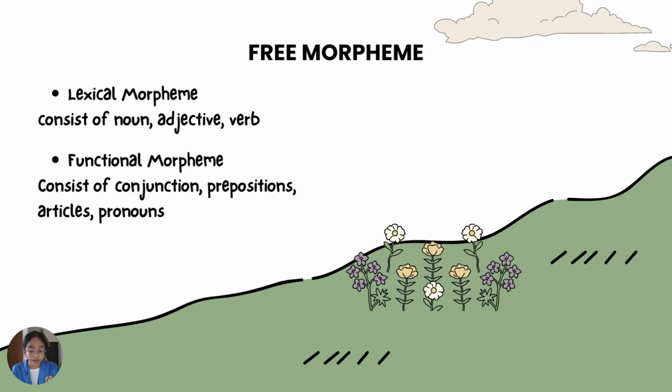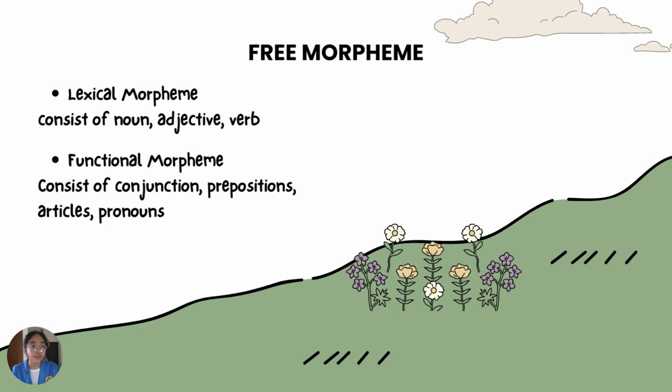Free morpheme is a morpheme that can stand by itself as a single word, for example, open. Free morphemes are grouped into two types. The first one is lexical morpheme and the second one is functional morpheme. The lexical morpheme is a morpheme that can stand alone and can accept affixes, suffixes, and prefixes. Lexical morpheme consists of noun, adjective, and verb.